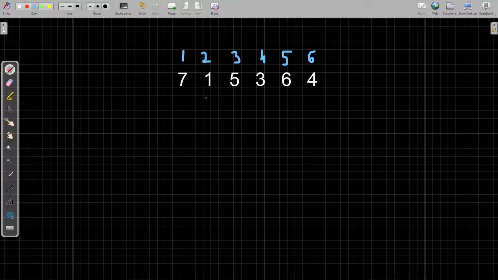So suppose I buy at day 1, then I can sell in all these 4 days to gain some profit. If I buy at 1 and sell at 5, the profit would be 4. If I buy at 1 and sell at 3, the profit would be 2. 6 minus 1 is 5, and 4 minus 1 is 3. So what is the maximum profit here? 5. So that means my maximum profit is when I buy at rupees 1 on day 2 and sell at rupees 6 on day 5. So this is my maximum profit, right?